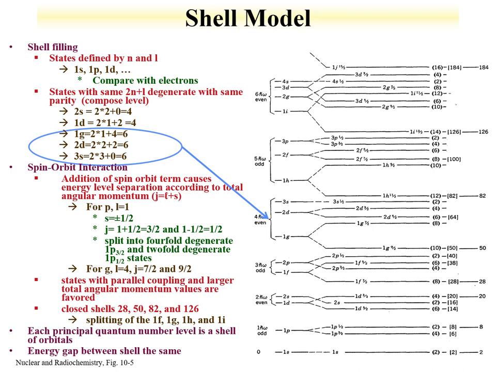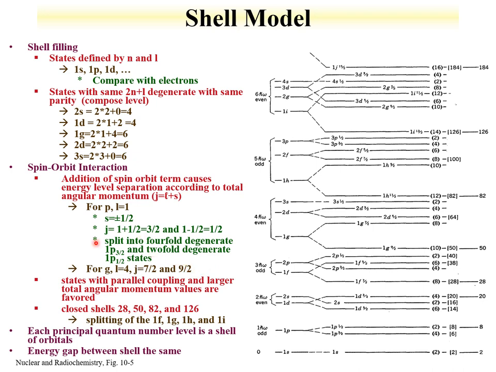We can see the same thing shown here, where we have the 1G, 2D, 3S, where all of these equal 6, and those levels become degenerate. And then we have spin orbit coupling interactions, where we can split the angular momentum, where J equals L plus S. As an example, we could take the P states, where L is equal to 1. The spin is either plus 1 half or minus 1 half. So the splitting of the P states will either be a 3 halves or a 1 half state.